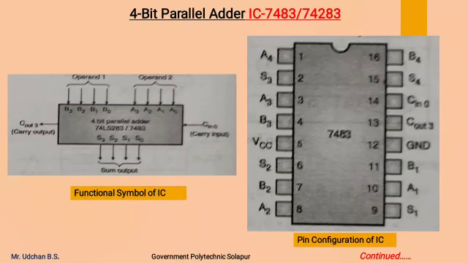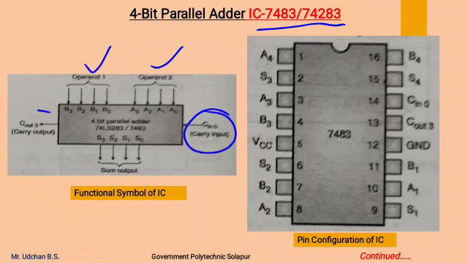Now we will see 4-bit parallel adder ICs 7483 and 74283. These are the two ICs of 4-bit parallel adder which can add two 4-bit numbers. This is the operand 1, that is first number. This is the operand 2, that is second number, each of 4 bits. Again, this is the carry input and this is the final carry output, and these are the sum outputs.